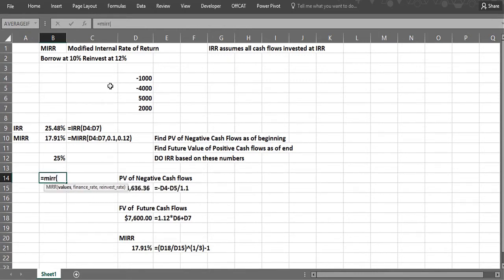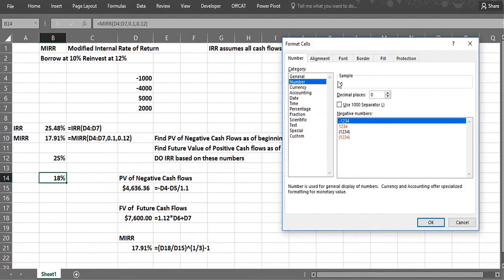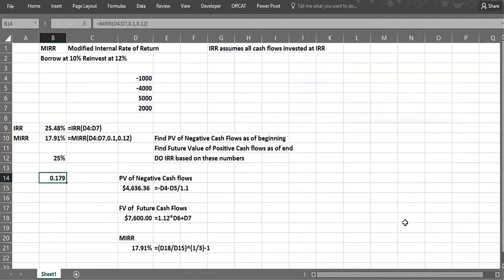So you've got your values. Now the finance rate is what you're borrowing at, and then you're reinvesting at this rate. And so that's 17.9%, which is a big difference. If I show more decimal points there, and I could make that a percentage if I wanted to. So basically, where does that 17.9% come from?